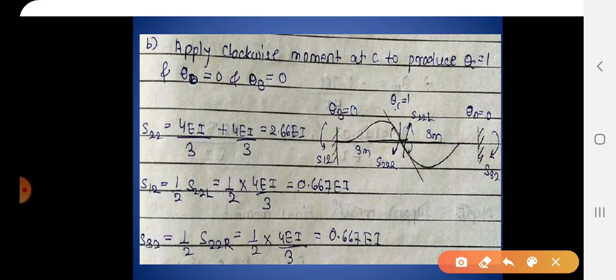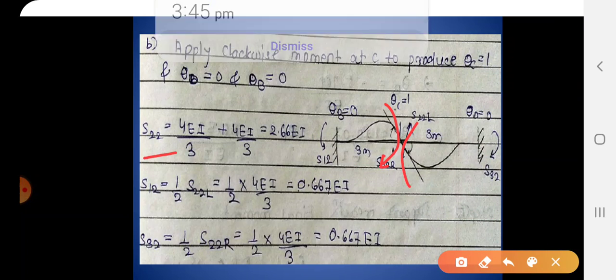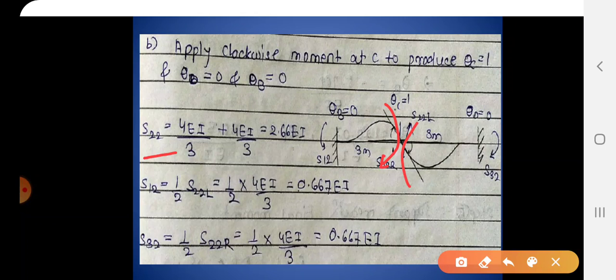So first you will get the value of S22. S22 will be S22L plus S22R. Therefore, 4EI by L plus 4EI by L. Then S12 will be half of S22L, and S32 will be half of S22R.